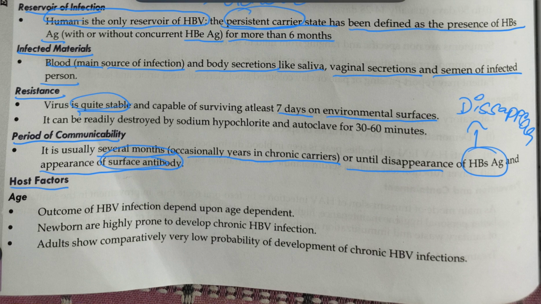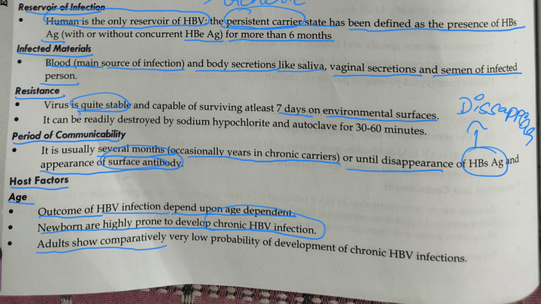Host factors. Age. The outcome of HBV infection depends upon age. Newborns are highly prone to develop chronic HBV infection. Adults show comparatively very low probability of developing chronic HBV infections. So newborns are more likely to develop chronic HBV infections, whereas adults are not.